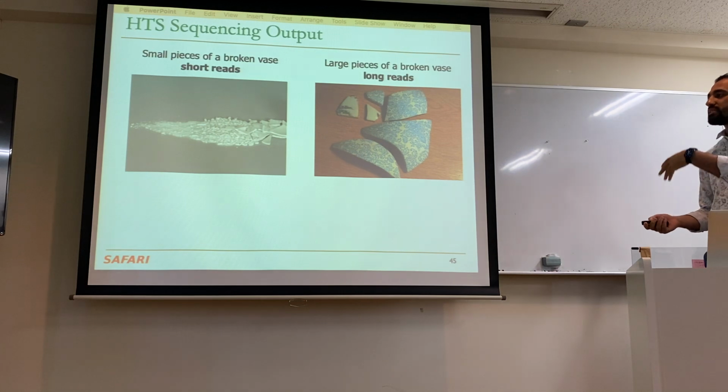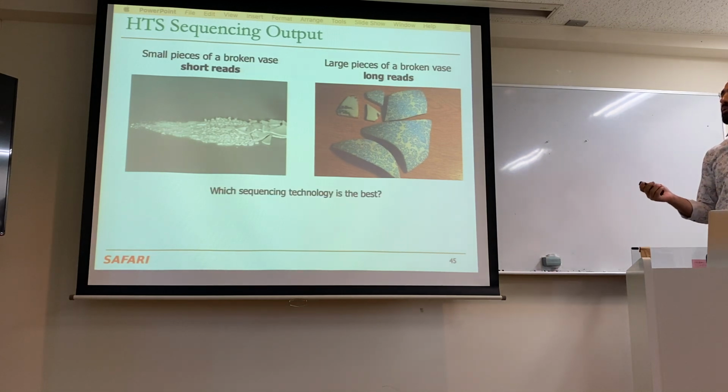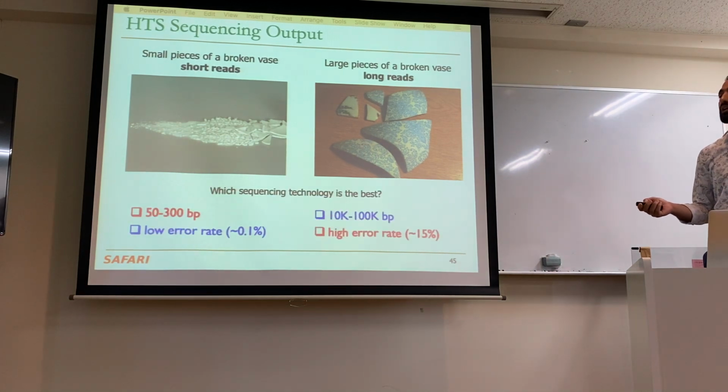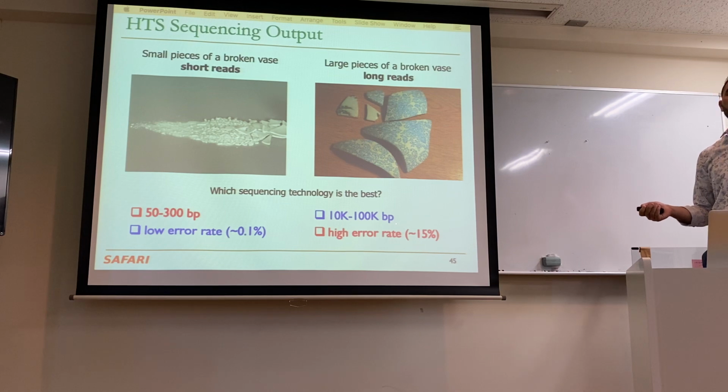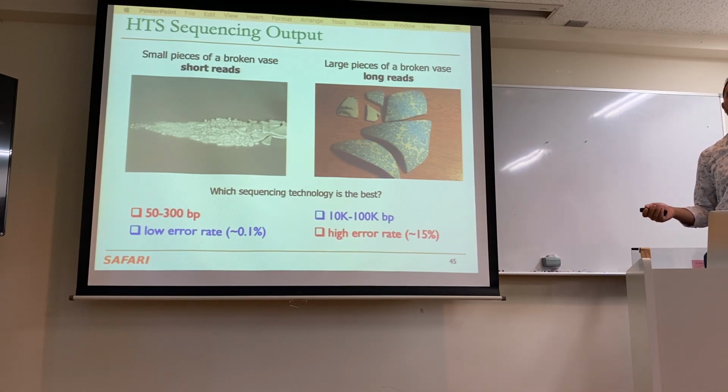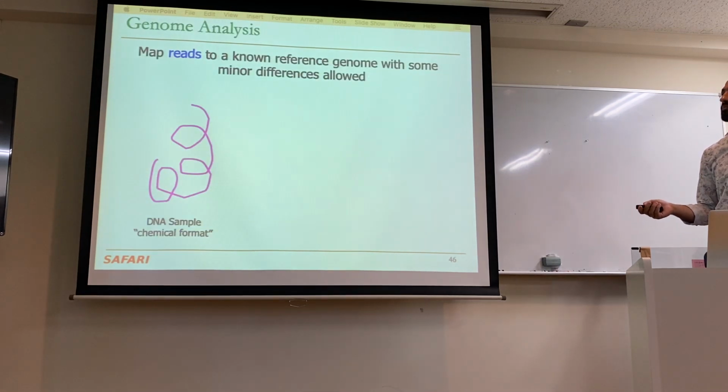We got small pieces, we got long pieces, and we don't know which of them is better, because some of them are really short but very accurate. Some of them are really long, up to 2 million characters, but have a lot of sequencing errors. So we are not confident about each character produced by these machines. Both are still used, short and long reads.